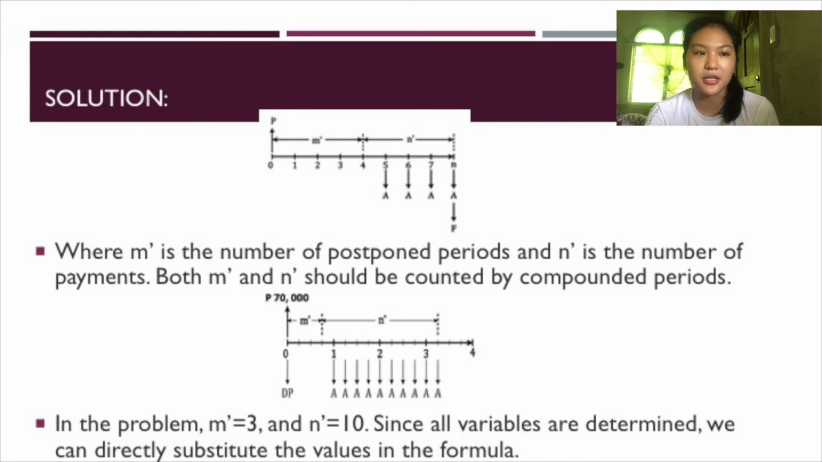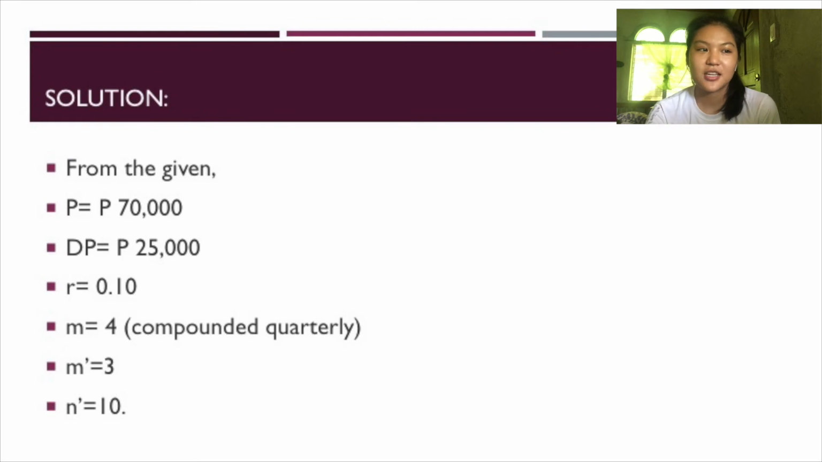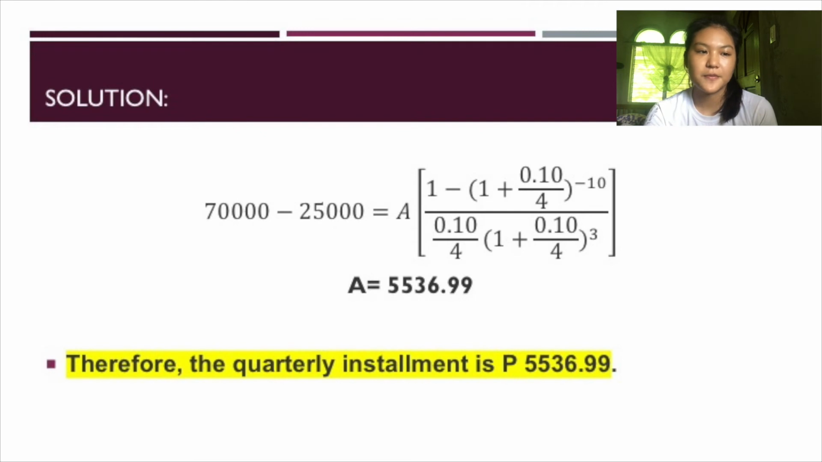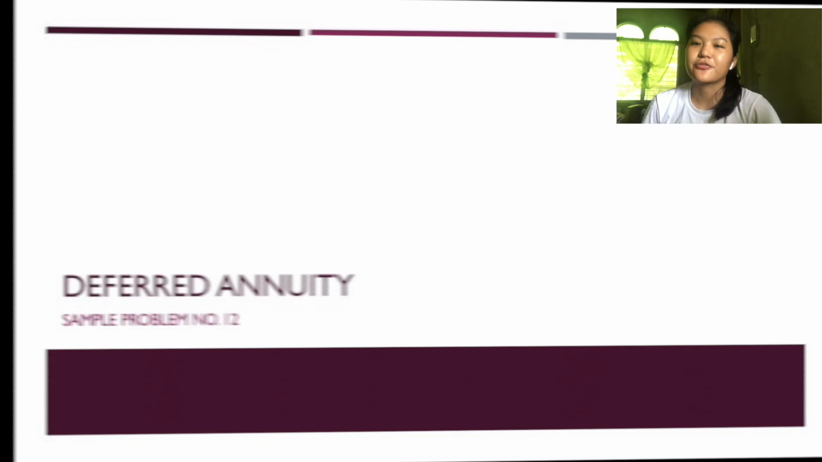Since all variables are determined, we can directly substitute the values in the formula. However, since there is a down payment, we can subtract this from the original cost. Therefore, from the given, the value for P is equal to 70,000 pesos, and the down payment is equal to 25,000 pesos. For the R, it is equal to 0.10, and the M is equal to 4, which is compounded quarterly, and the M prime is equal to 3, and N prime is equal to 10. So by substituting and calculating, we will get a quarterly installment of 5,536.99 pesos. So now let's proceed to problem 2 of deferred annuity.